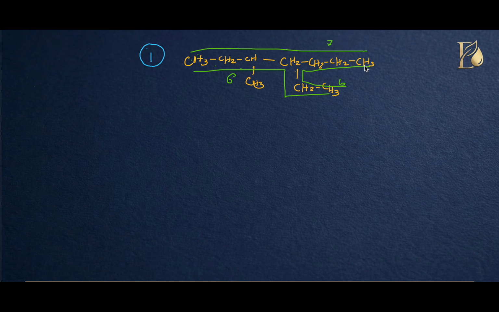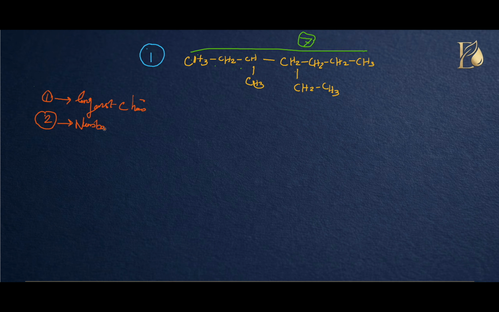Now we can remove all other possibilities and we choose this chain as the parent chain. How many carbon atoms are total? 7 carbon atoms. So we finished our first step. What is the first step? Identify the longest chain. So that part is done. Now the second step is that we have to number the chain.